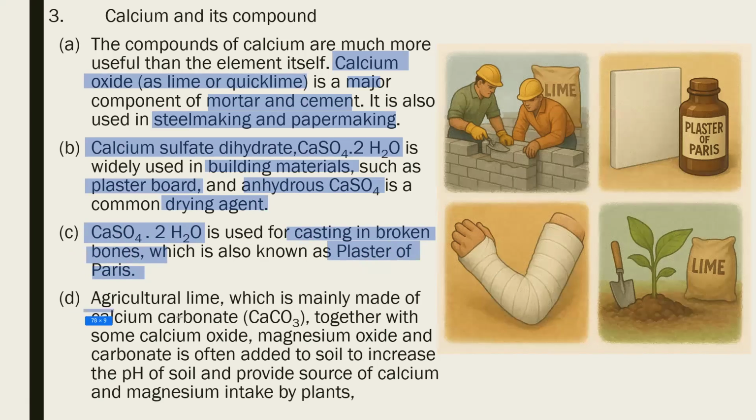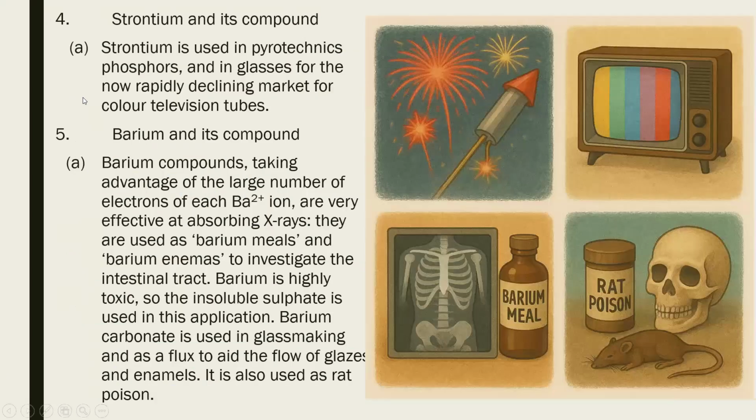Agriculturally, calcium carbonate together with some calcium oxide or magnesium oxide is often added to soil to increase the pH of the soil, which is to reduce the acidity of the soil. Finally, for strontium, it does not have many uses. It is used in pyrotechnics, phosphors, and in glasses. Finally, for barium, it has a large advantage due to the large barium ion. It is very effective in absorbing X-rays, so it is used as a barium meal, which is used to investigate the intestinal tract.